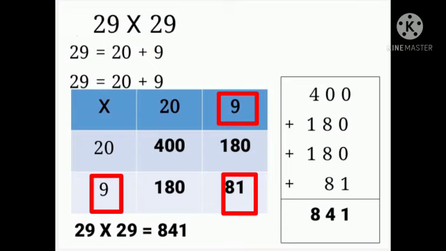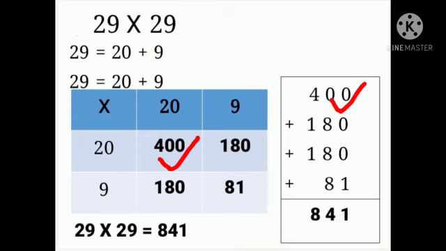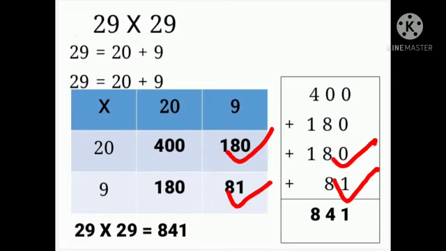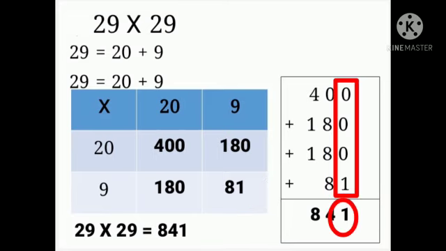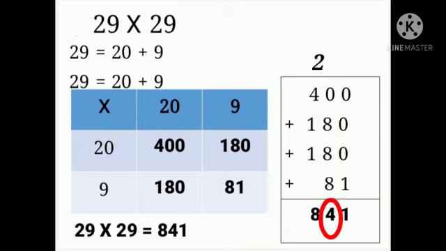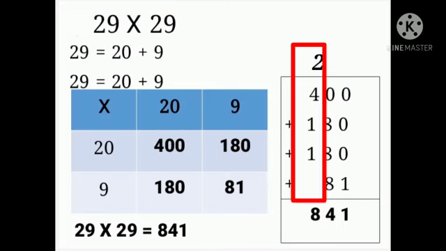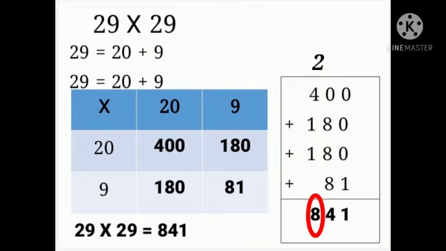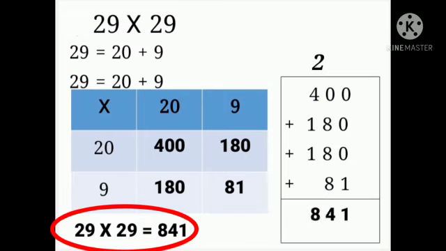Now let's arrange them for addition. 400 plus 180 plus 180 plus 81. Starting from units place, 0 plus 1 is 1, 8 plus 8 is 16, 16 plus 8 is 24, 4 I will write down, 2 I will carry over. 2 plus 4 is 6, 6 plus 1 is 7, 7 plus 1 is 8. So therefore 29 multiplied by 29, answer is 841.